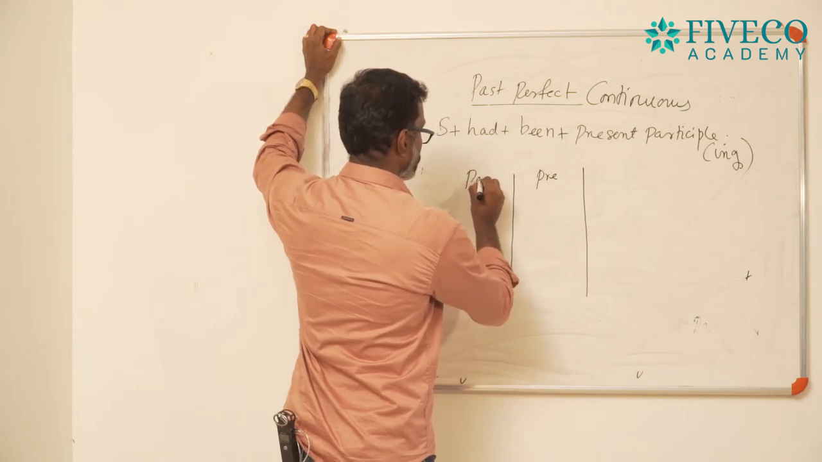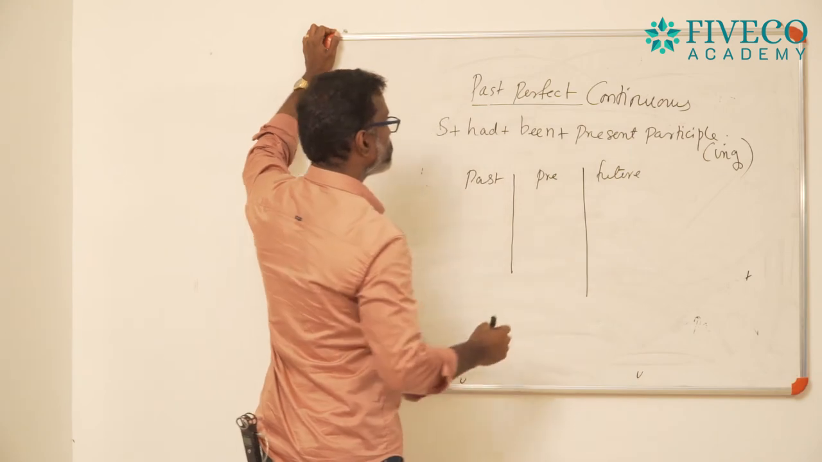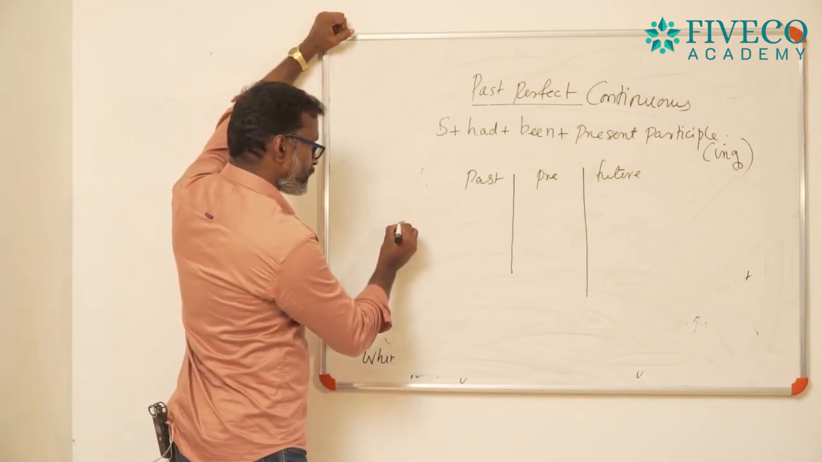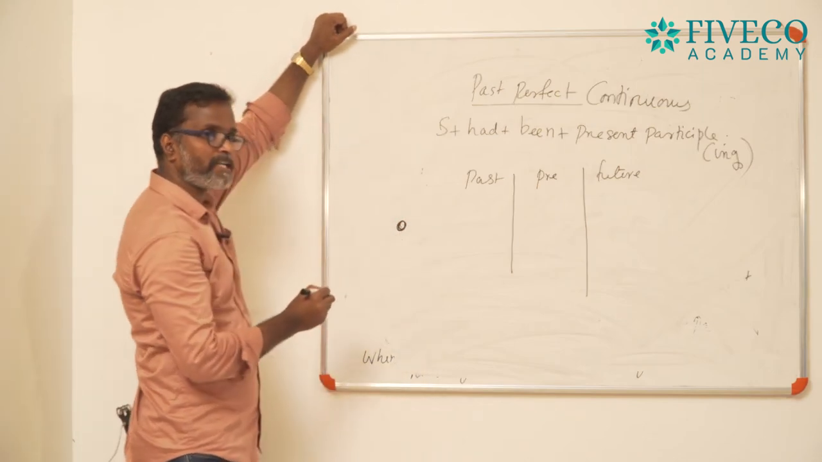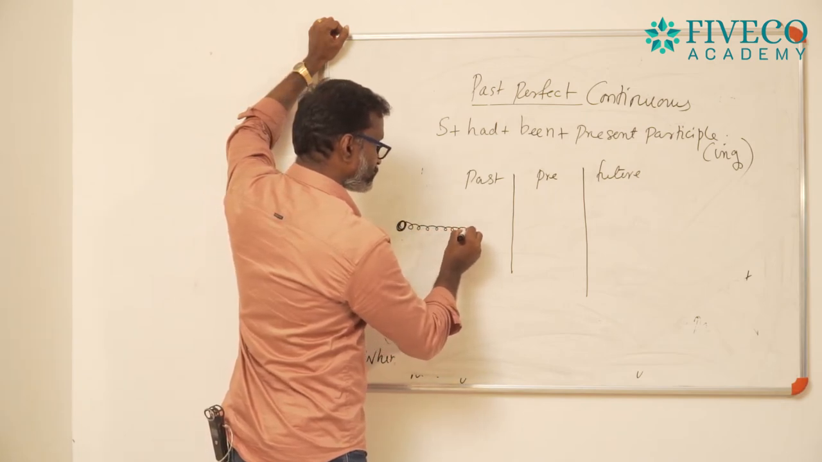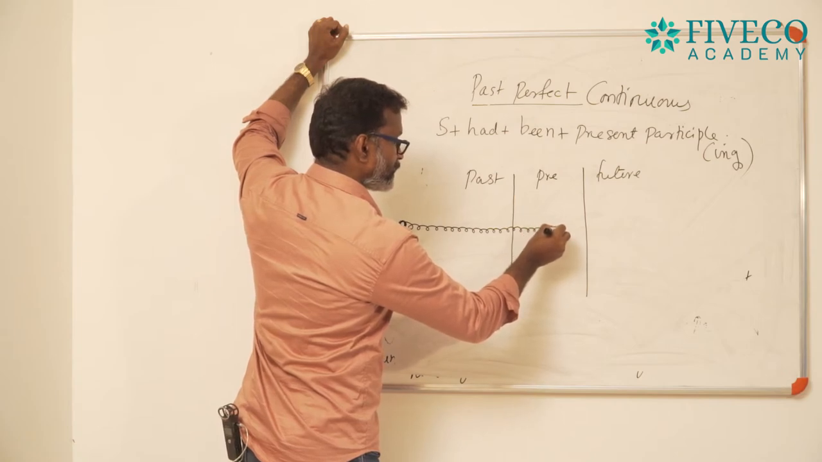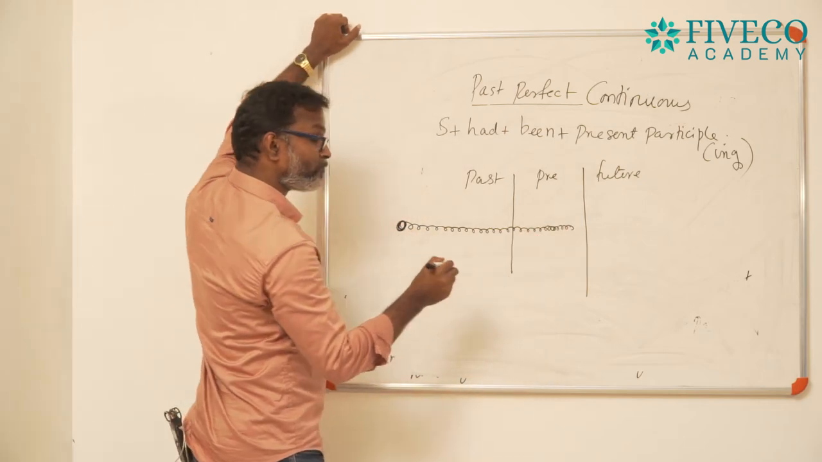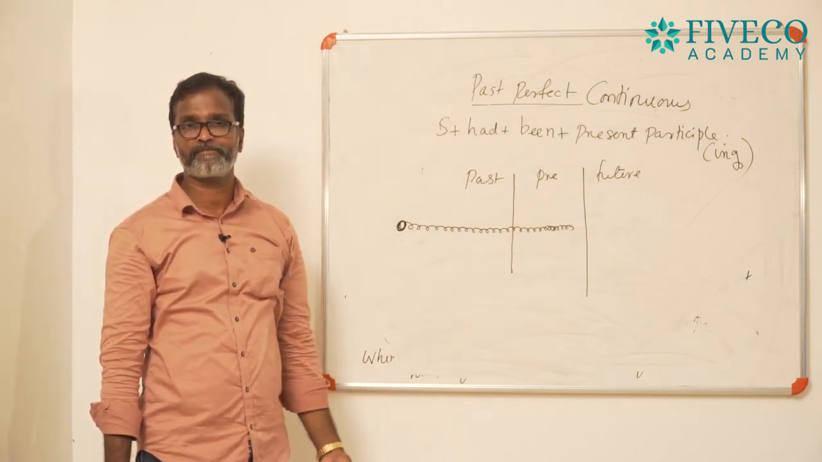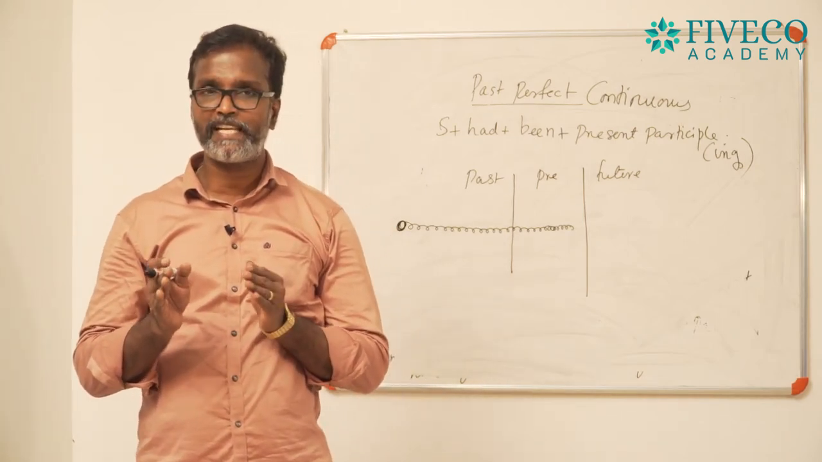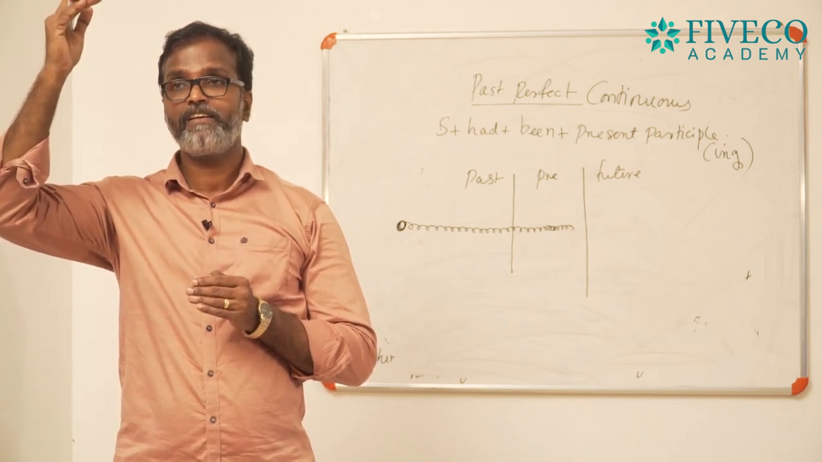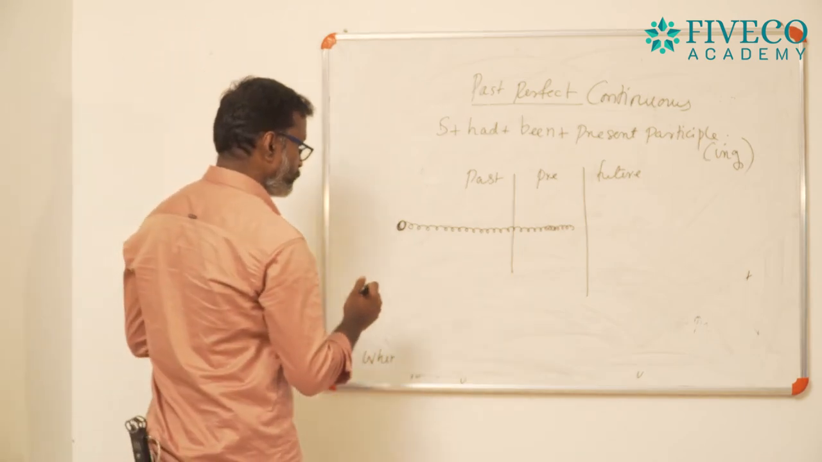Present, past, and future. Listen, in past perfect continuous, the action starts at one point of the past and continues through the present, and ends where it ends, in the past. You will be confused. In order to understand this, you want to remember present perfect continuous. First of all, I shall remind you of present perfect continuous, then you can understand past perfect continuous.